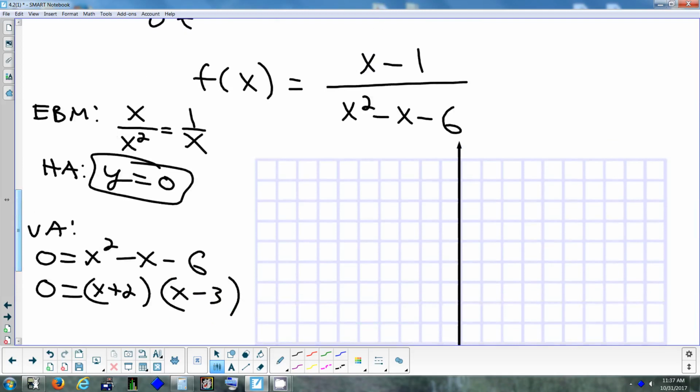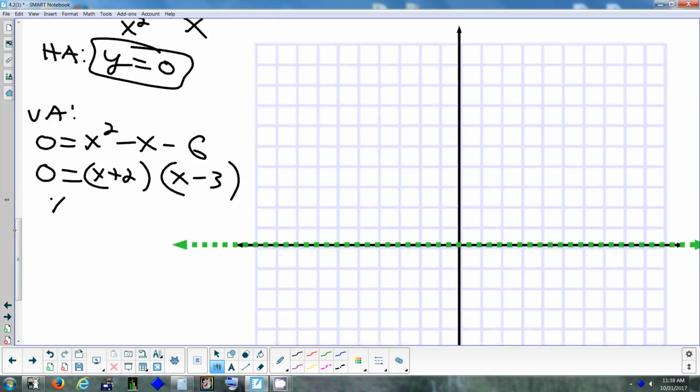Notice the two factors we have in the bottom, x plus 2 and x minus 3. The factor in the top is x minus 1. Any common factors here? No, so you're not going to get any holes in this graph. But you are going to have two vertical asymptotes.